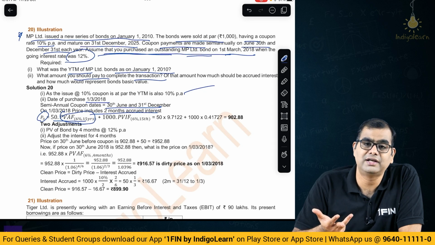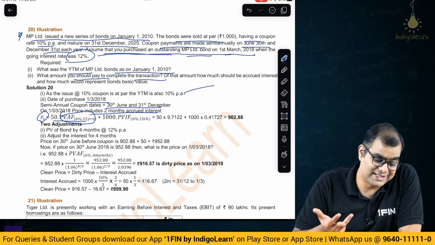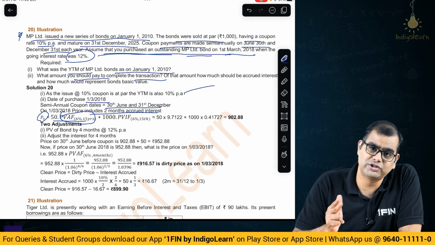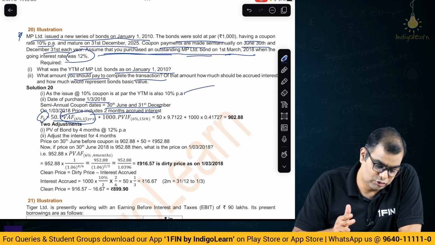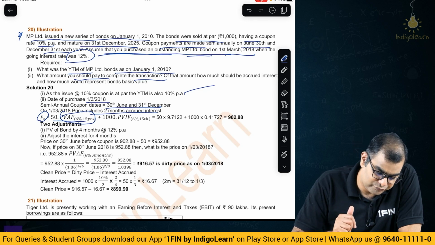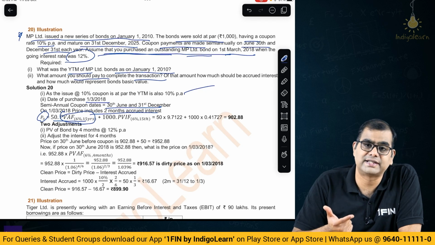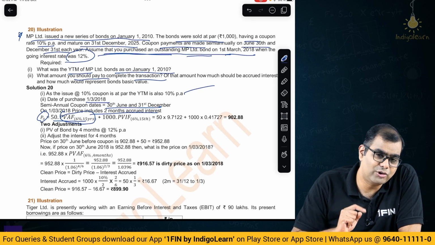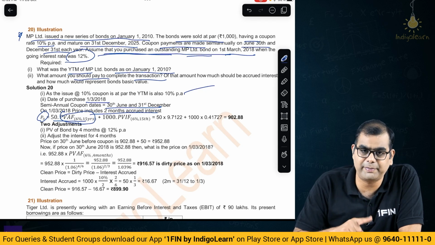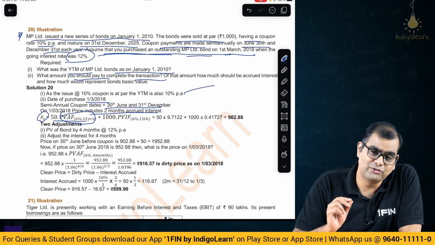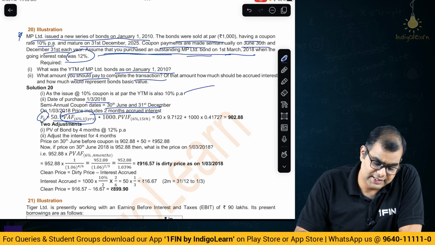So, what bond is it? It is a 16-year bond. 16 into 2 is 32. Out of 32, how many installments have been paid? 16 have been paid, right? But how are we going to price it? Out of 32, 16 are paid and 16 are balance, right?